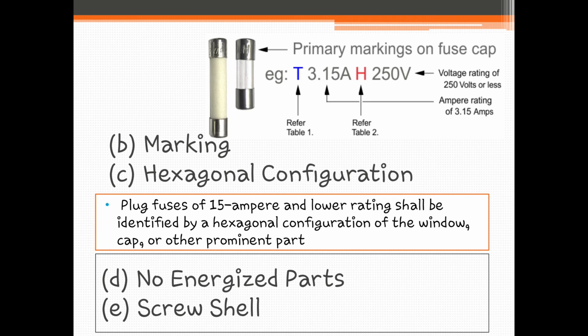Letter B is marking. Each fuse holder and adapter shall be marked with its ampere rating. Above is a picture of a fuse that has markings. So these are their markings, guys. Primary markings on the fuse cap. Refer to this picture, guys.